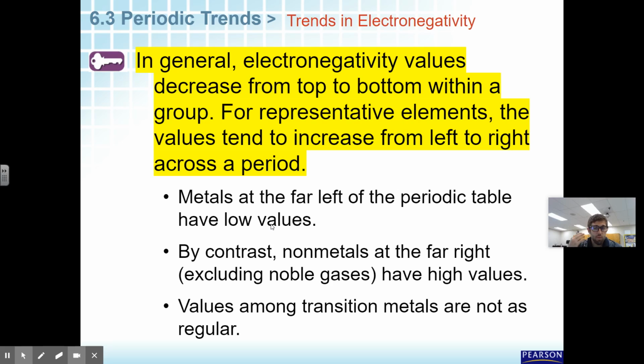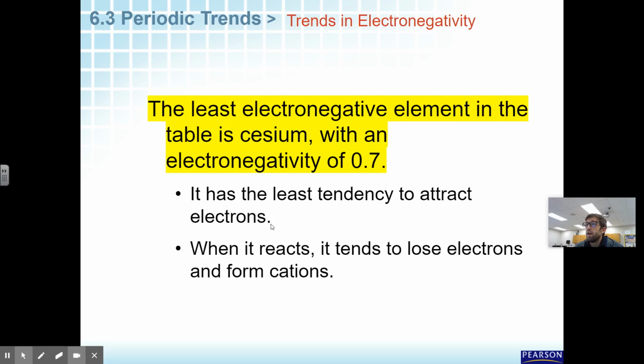So this is the fourth trend. The two that decrease left to right are ionic size and atomic radius. The two that increase left to right are electronegativity and ionization energy. I've already mentioned this, but you do need to write it: the least electronegative element is cesium, which has a value of 0.7. It has the least tendency to attract electrons.